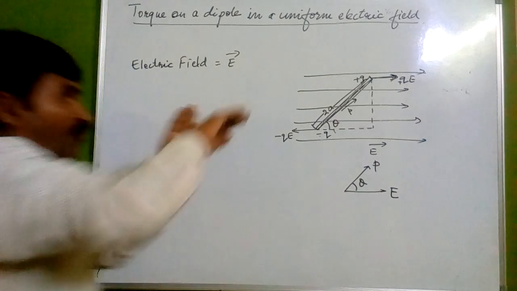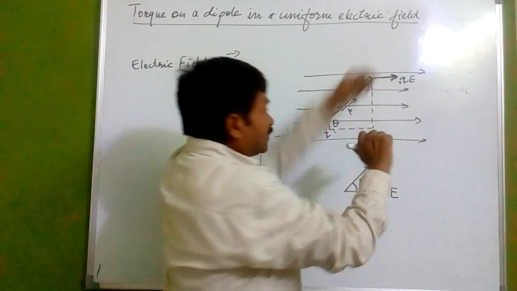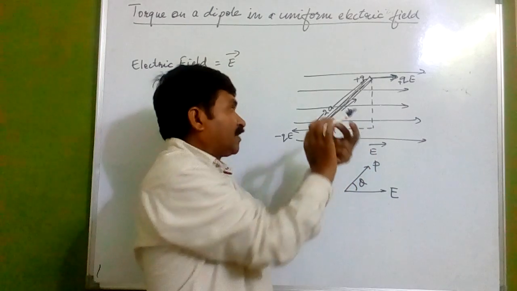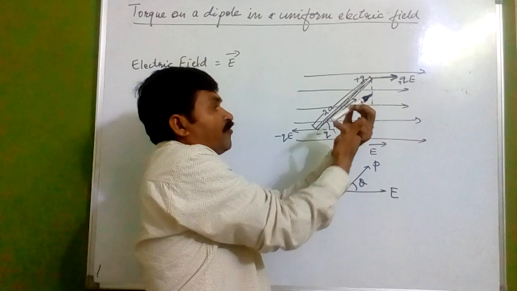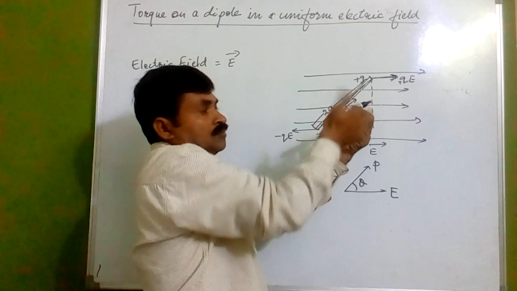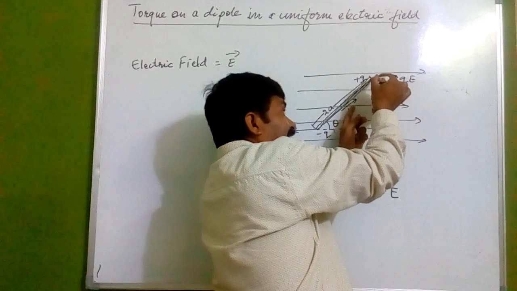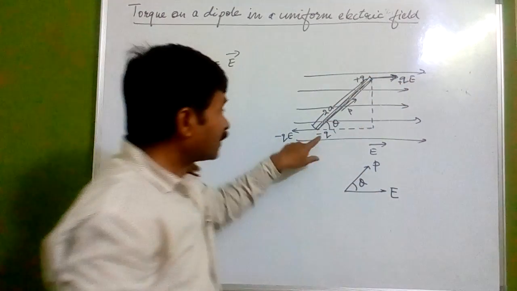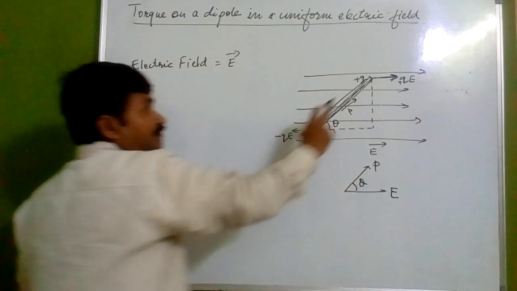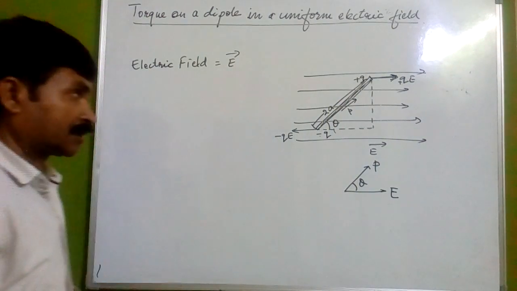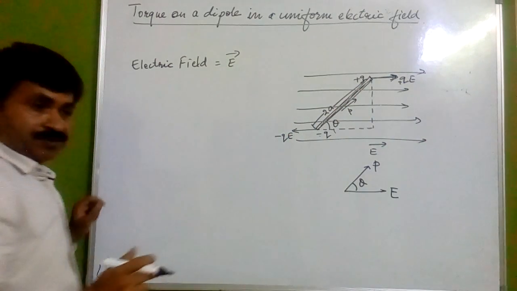There will be a force acting in this direction, and this force acting in this direction. If we keep it like this, the forces will try to move it. Why will it move? Because a couple of forces are acting on it, and if a couple of forces are acting, there will be a torque because of these forces.